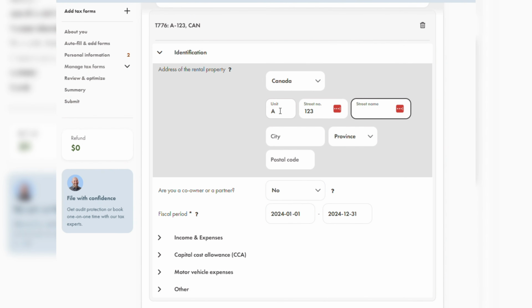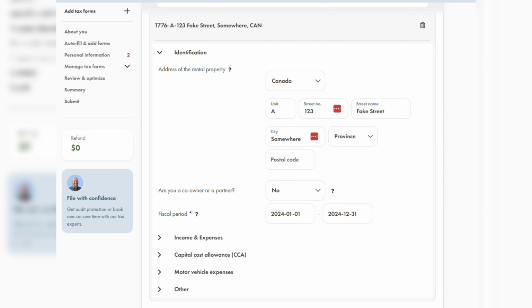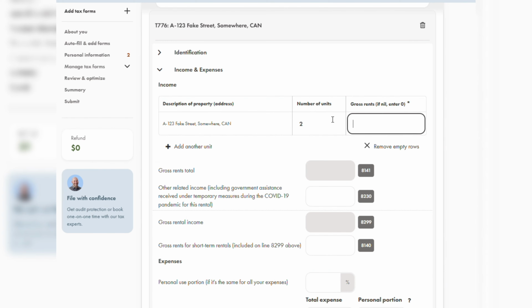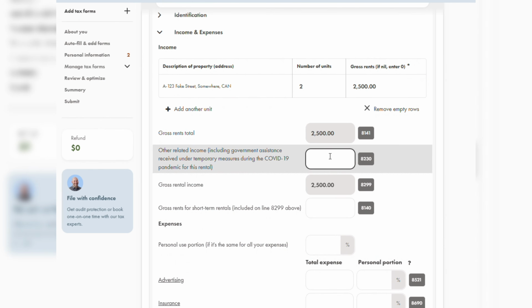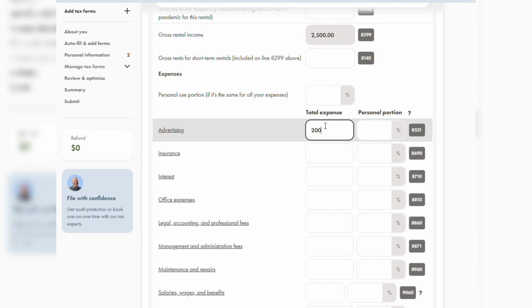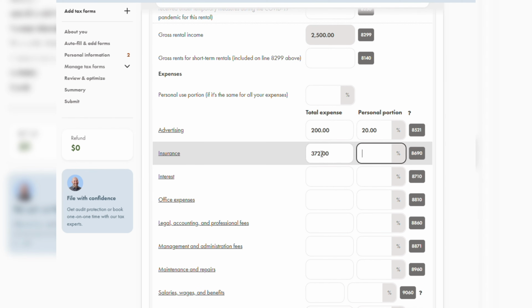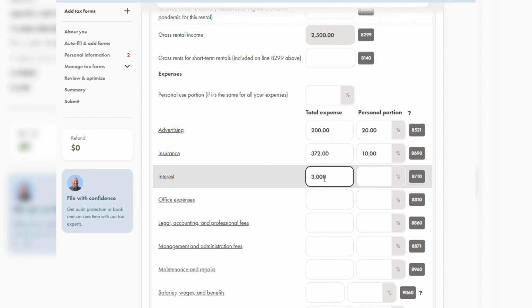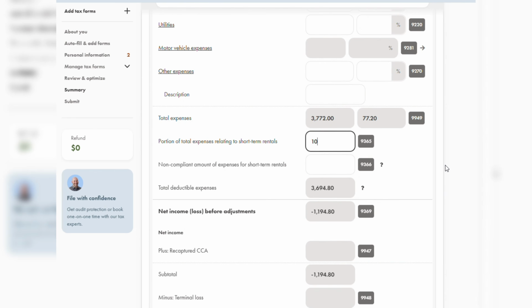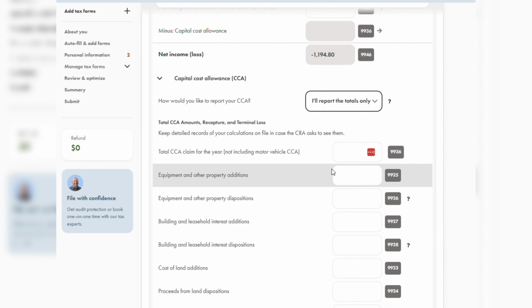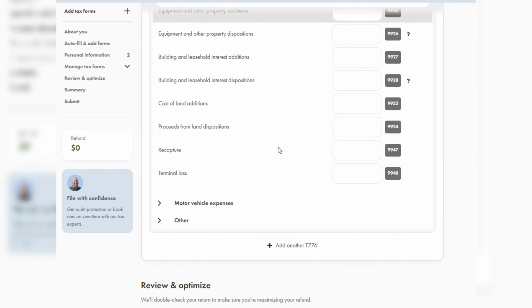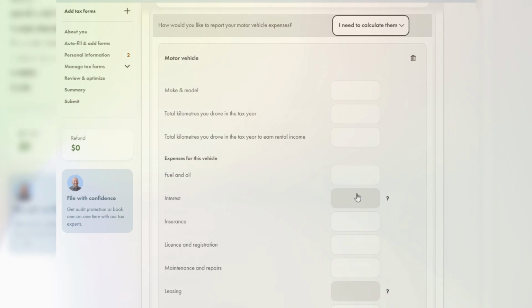In my next video, I'll be taking what we've learned here today and showing you step by step exactly how you can, in real time, fill out a T776 form. I'm going to be showing you, using Wealthsimple Tax, every single step you need to take in order to successfully fill out that T776 form. We're going to go through all 5 components of T776, from identification to motor vehicle expenses to CCA, so you know exactly how to fill out this form for your investment properties.